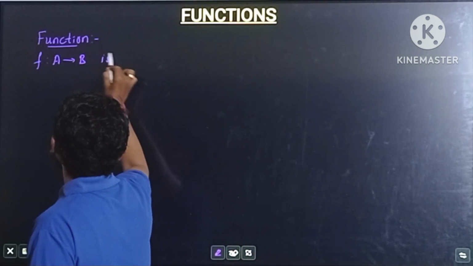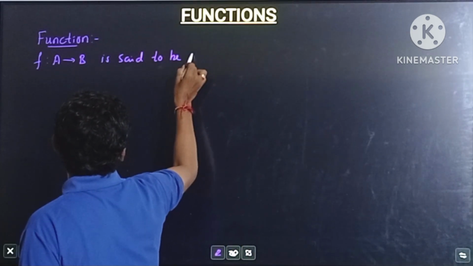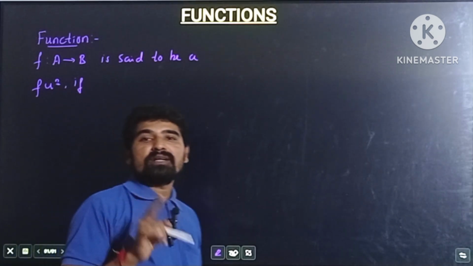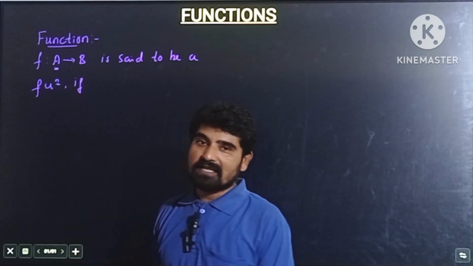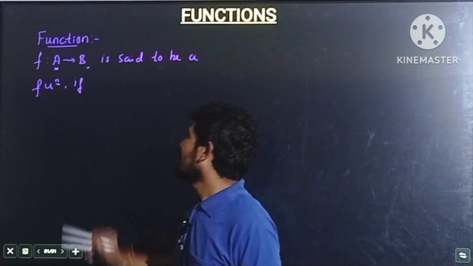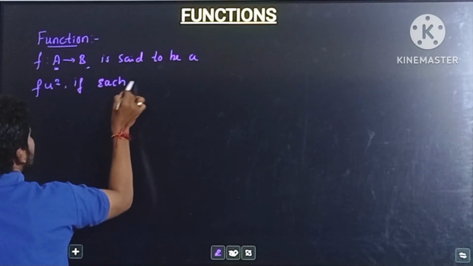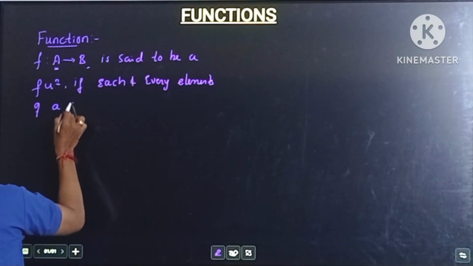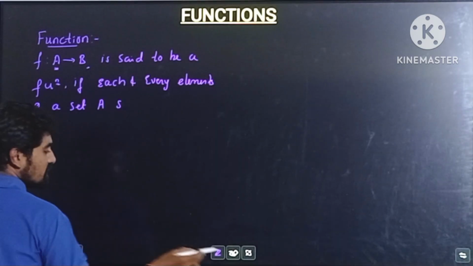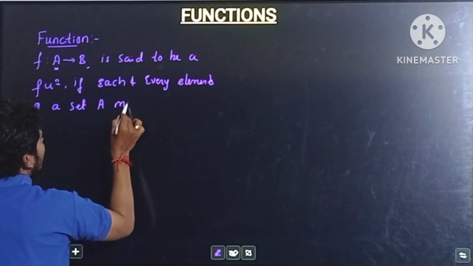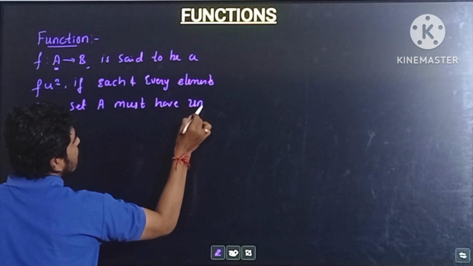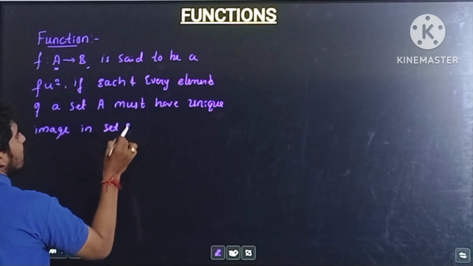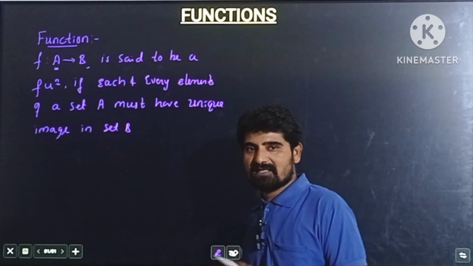A relation is said to be a function if each and every element of the set A must have unique images in the set B. Each and every element of a set A should have a unique image in set B, then the relation is called a function.